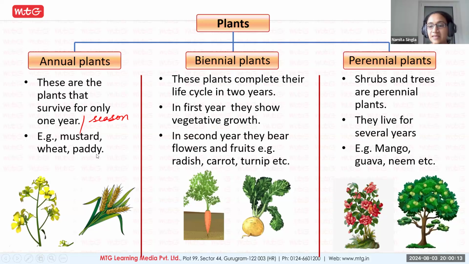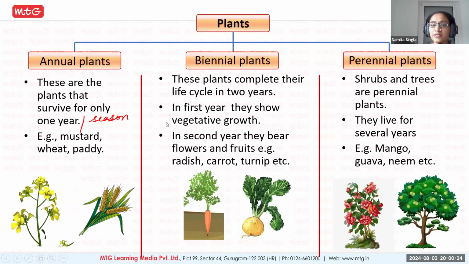Mustard, wheat, paddy, these are the examples. They grow for only one season, or we say they grow for only 1 year. So flowering and fruiting take place within this year only. Like wheat and rice, we grow these plants in the same year, and then we harvest them in the same year also. Biennial plants complete their life cycle in 2 years or 2 seasons.